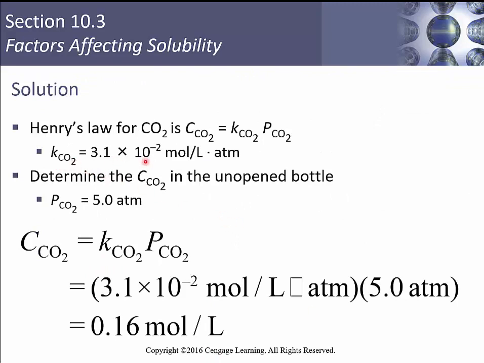So let's do the first part. We know that our concentration is going to be K times the pressure, and we know that our K for carbon dioxide is 3.1 times 10 to the minus 2 moles per liter atmosphere. We're just going to look at this at 5 atmospheres. So now we've got our K. We've got P. All we need to do is multiply those two together, right? The atmospheres will cancel each other out, one on the bottom and one on the top. And we end up with units of moles per liter, or our good friend molarity, 0.16 moles per liter.